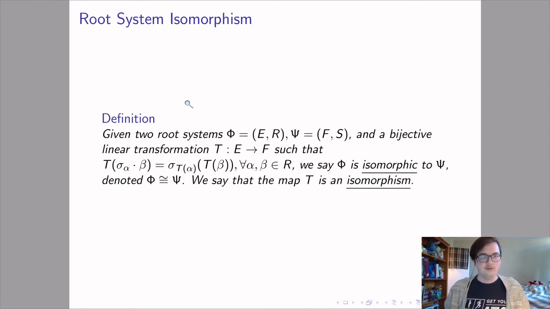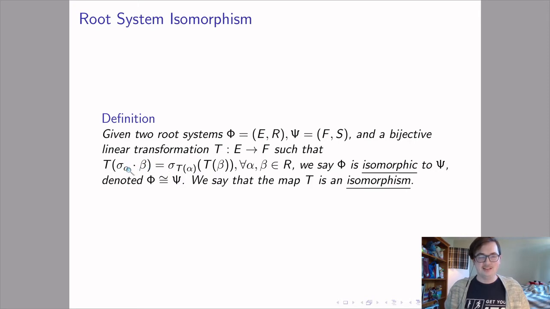Okay, so as we move on, given that proposition, we're going to need the notion of root system isomorphism. So given two root systems, phi in E, R and psi in F, S, and a bijective linear transformation T between them, such that T of sigma sub alpha of beta equals sigma sub T of alpha of T of beta.